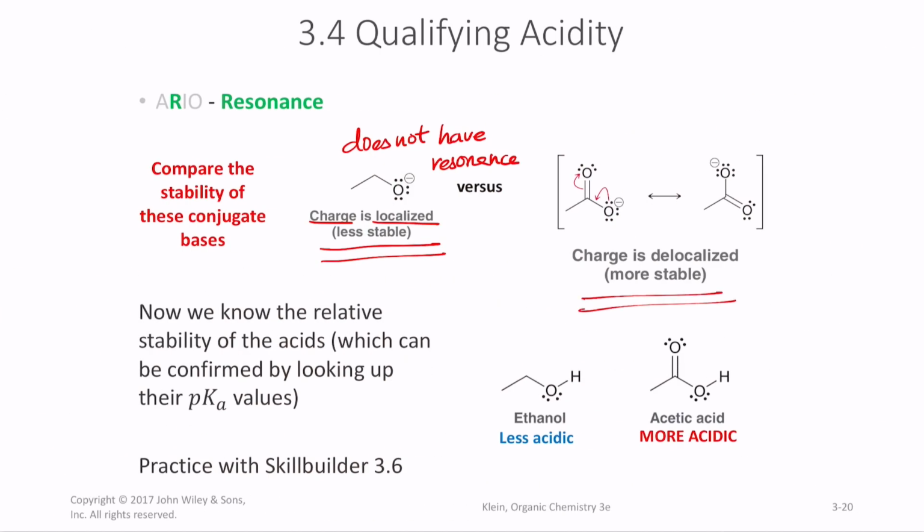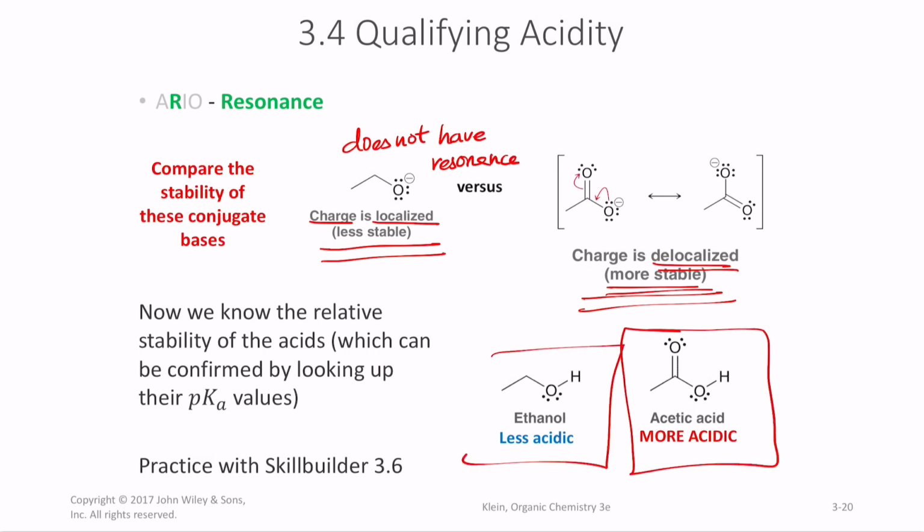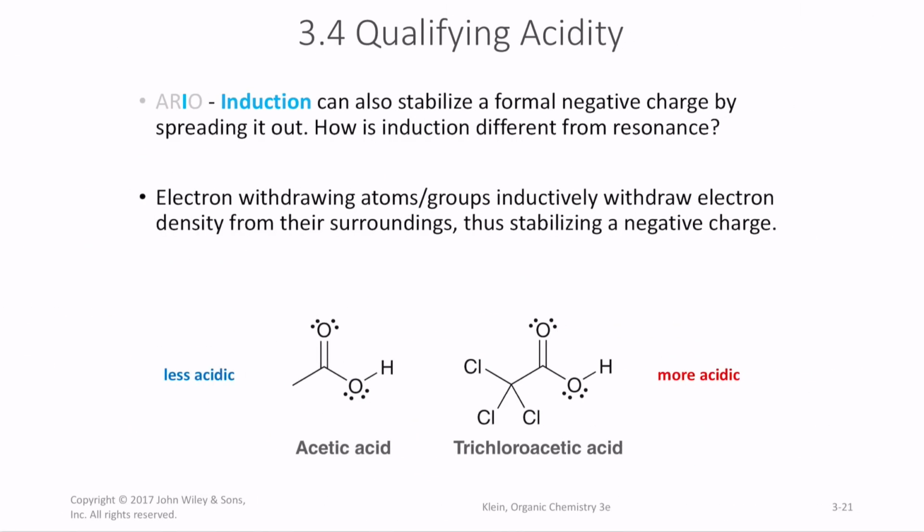Because the charge is delocalized, it's generally going to be more stable. Whichever has more delocalization and more resonance generally ends up being more acidic. The more stable it is, the more acidic the compound. So here, acetic acid is more stable and more acidic than ethanol.